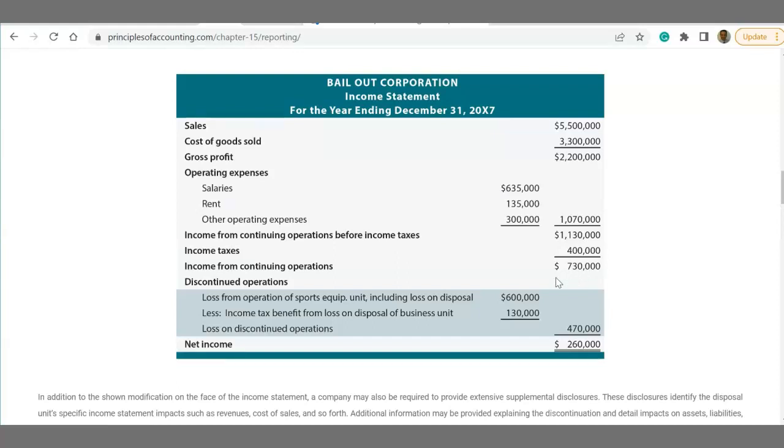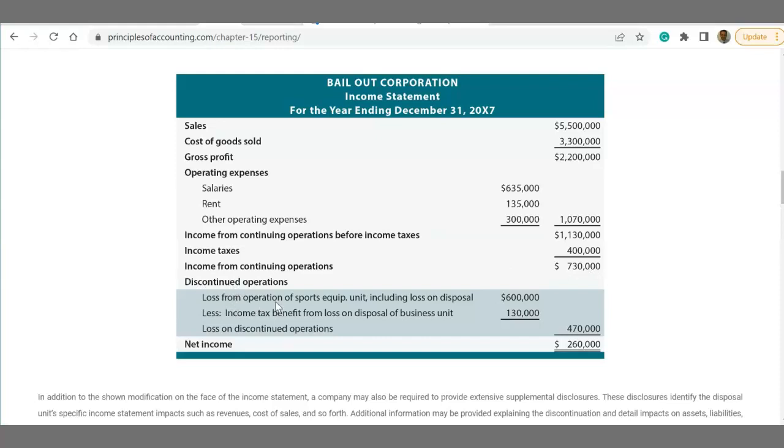So far, so good. But the new thing that we are learning is this. After the tax is deducted and you get income from continuing operations, if there is any discontinued operation, then you have to continue and show that. Otherwise, if there is no discontinued operation, then you can call this net income. Okay, 730 will be net income. But in case there is a discontinued operation and you need to disclose that, then don't call it net income, call it income from continuing operations. That means those are still surviving and continuing. However, discontinued operations are here.